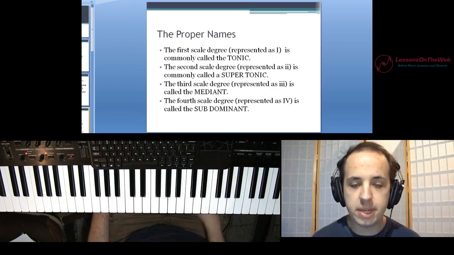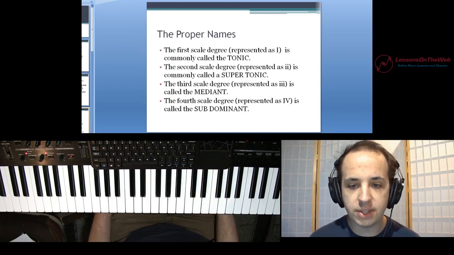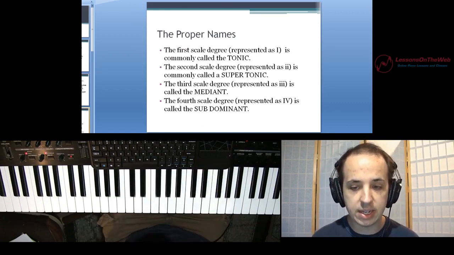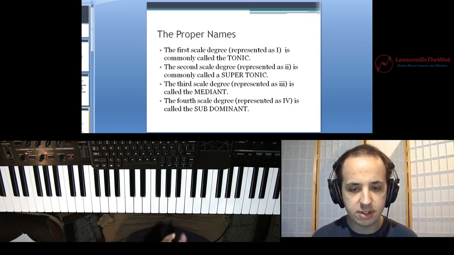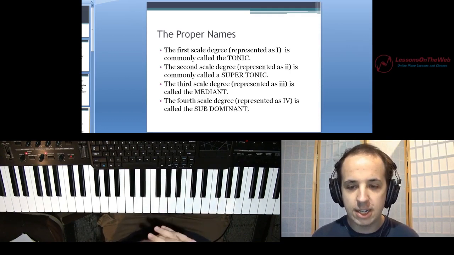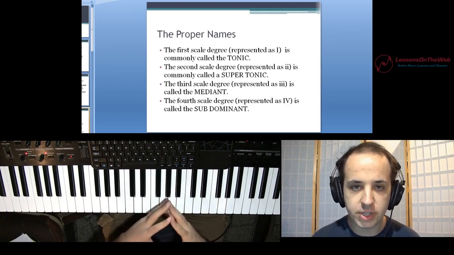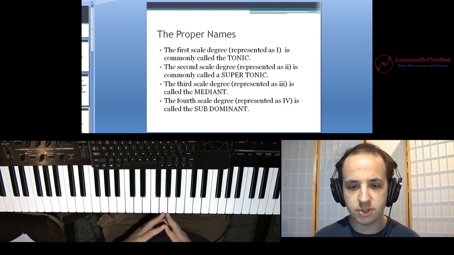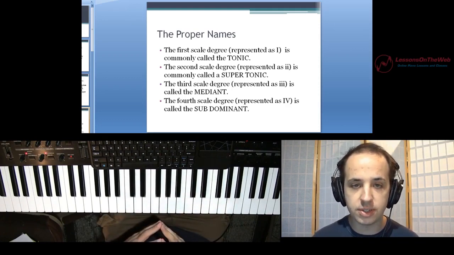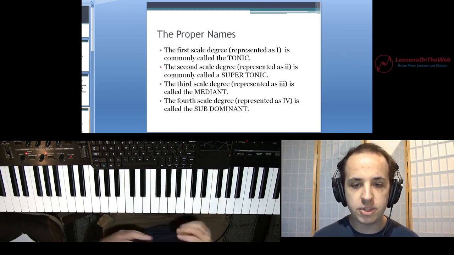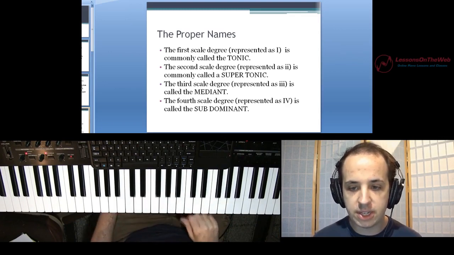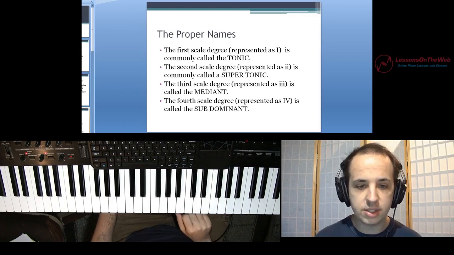So here are the proper names. Here's what we're talking about today. So the first scale degree represented as a 1, and it's uppercase here. I'll tell you why. This is assuming we're in a major scale, by the way. If we're in a minor scale, things are a little bit different, but the names are still the same, by the way. So the first scale degree represented as a 1 is commonly called the tonic.